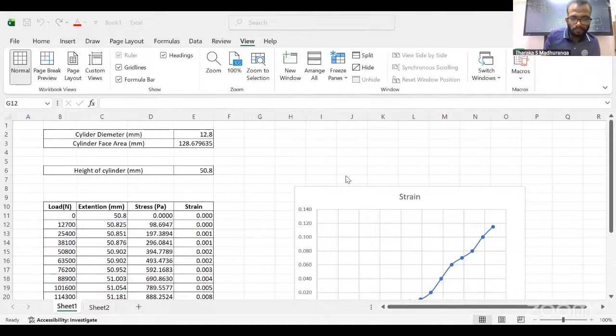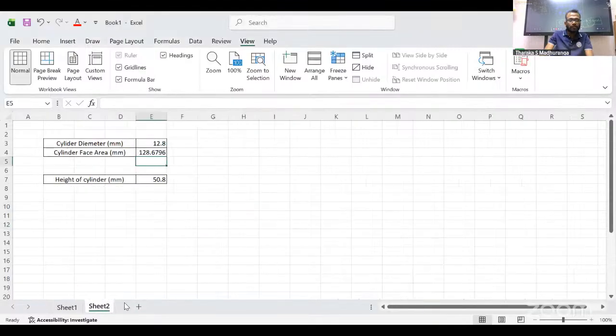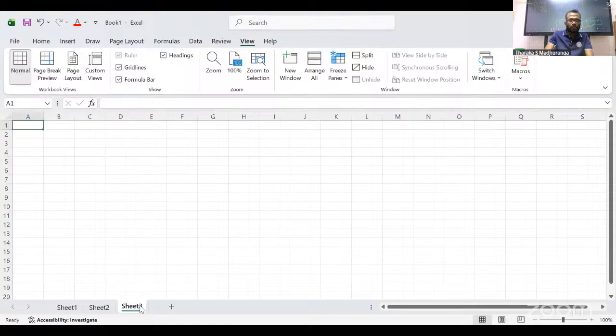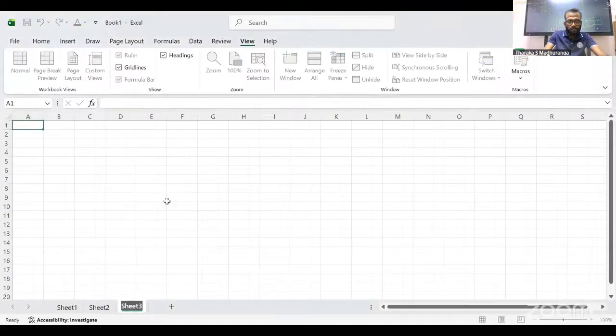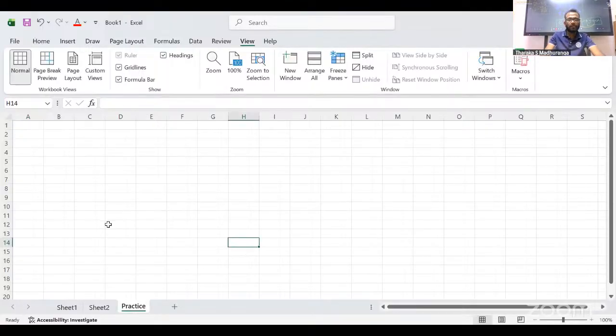Okay, this is Excel. Do you know Excel is application software that's just like a workbook, right? It contains pages, and if you want more sheets, you can get new sheets. Sheet 2, sheet 3. If you want, you can rename it, right? Think it is a practical practice sheet. If you want, you can rename.